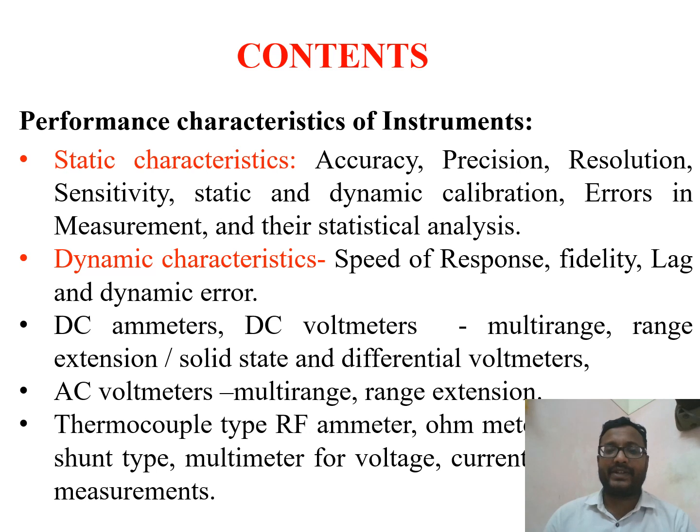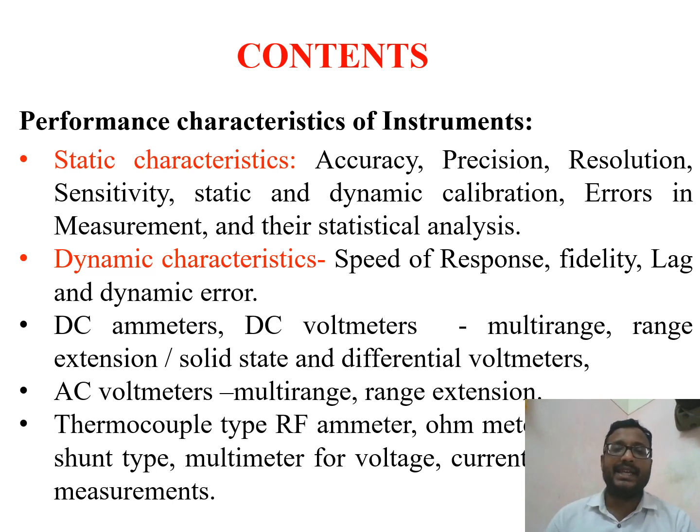So what is the speed of response? For example, if we give one input to a system, how fast we get the output according to the given input is called speed of response. That indicates the activeness of the system, how actively it works. And fidelity: fidelity is the same as accuracy. It is defined as the degree of closeness with which a given value may be the exact value.